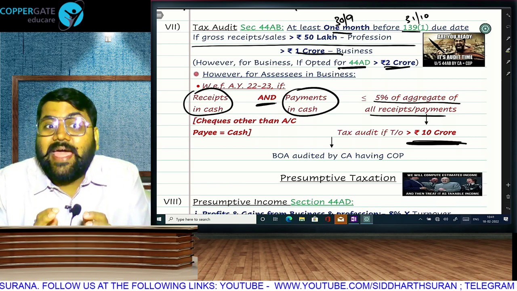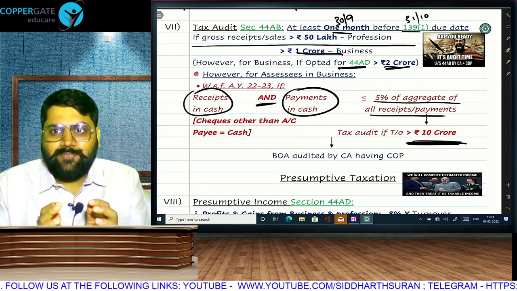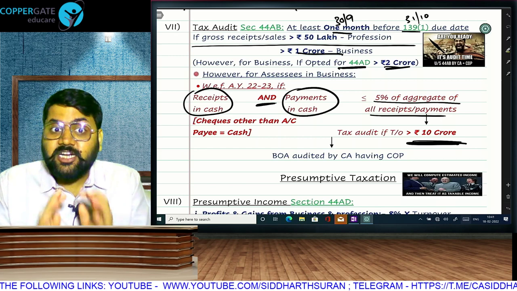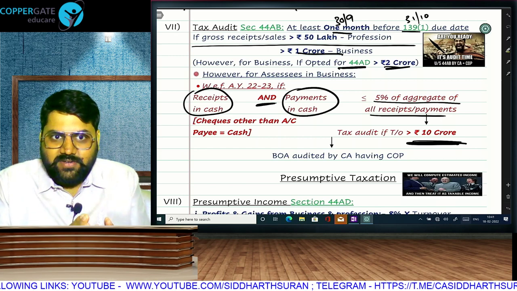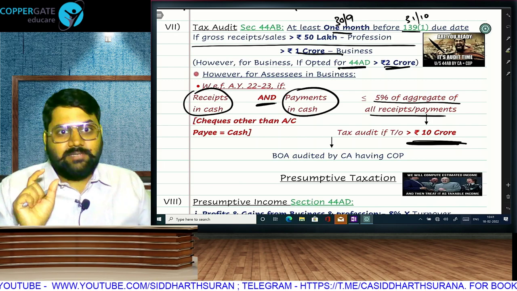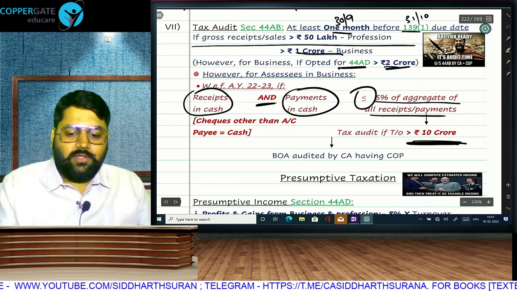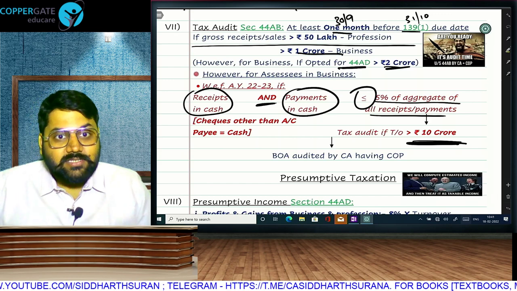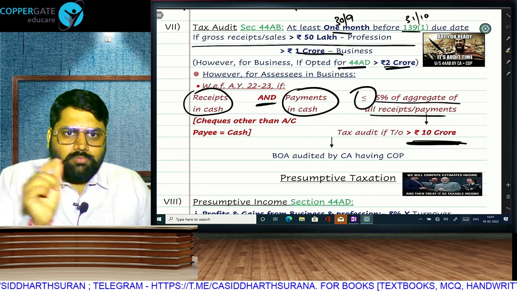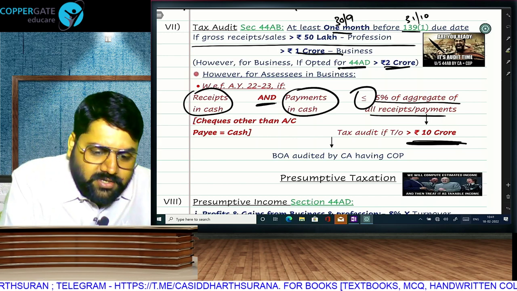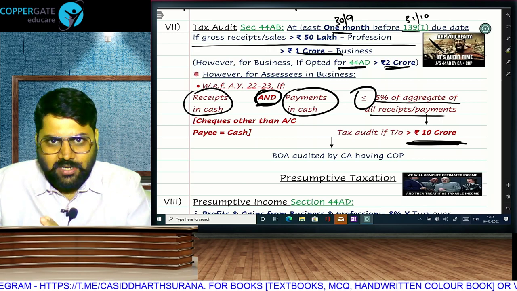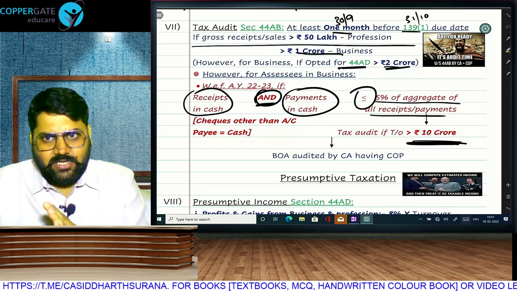We are talking about the cash account, cash book, receipts and payments account. We are not talking about the income and expenditure account or P&L account. In the receipts and payments account, on the debit side we will have receipts, cash column, bank column and total column. That cash column should be maximum 5% of the total. And on the credit side we will have payments, cash column, bank column, total column. The cash column should be maximum 5%. Both receipts and payments should be within 5%. Cash receipts within 5% of total receipts and cash payments within 5% of total payments.